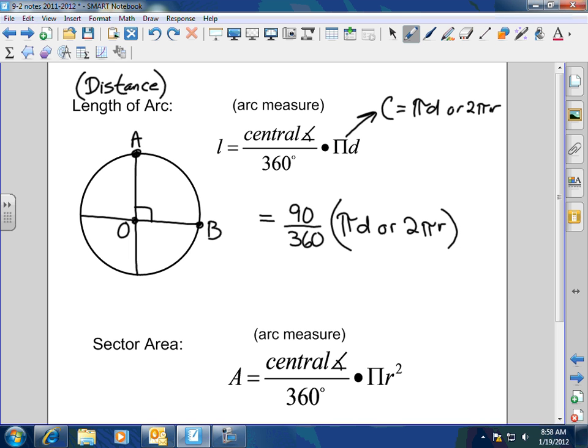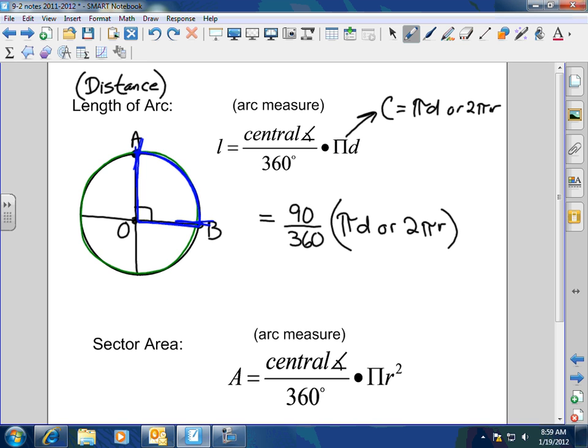So this is basically, look at it, think what we're saying. This is the whole circumference, right? Aren't we finding a fraction of that circumference? Well, how do we get that fraction? The central angle over 360. Isn't this 1/4 of the circle? So wouldn't it be 1/4 of the circumference, the distance around the circle?